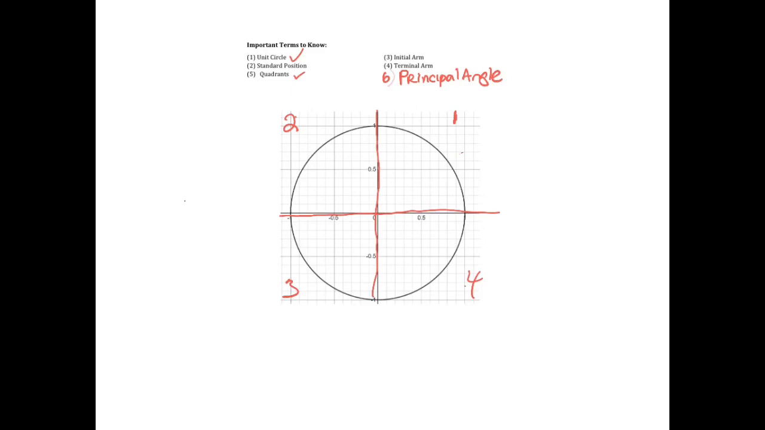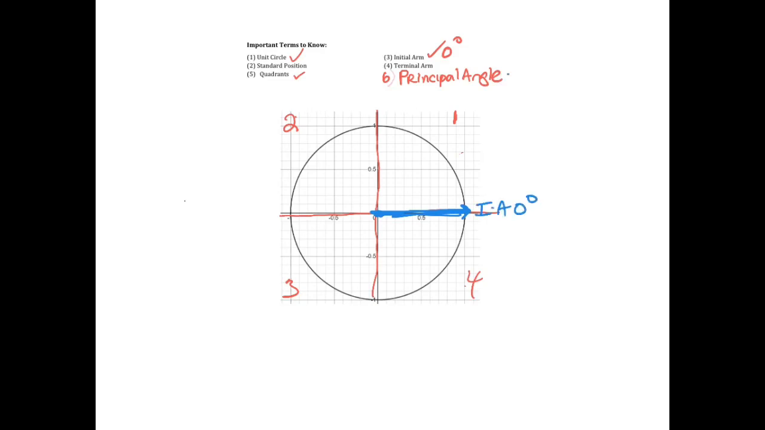Now a couple of things. Initial arm. The initial arm is always 0 degrees, and 0 degrees always starts from the center all the way to here, right here. This is called your 0 degrees. I'll put an arrow here. This is called your initial arm of 0 degrees.